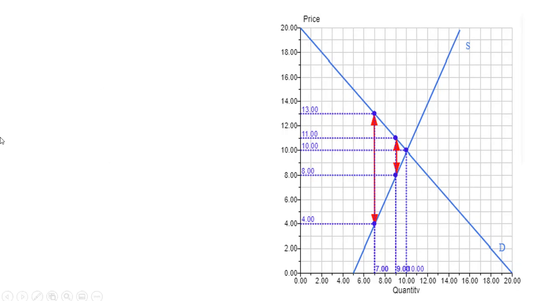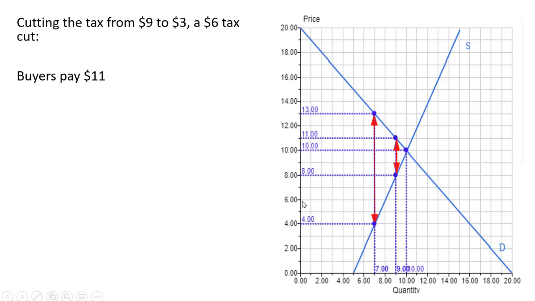Now let's look at the tax cut. Cutting the tax from $9 to $3 is a $6 tax cut. Buyers are now paying $11, so we find this $3 per unit tax now in the market, which is going to be given by this red arrow here, this smaller red arrow. So buyers are paying $11 now, and sellers are receiving $8.